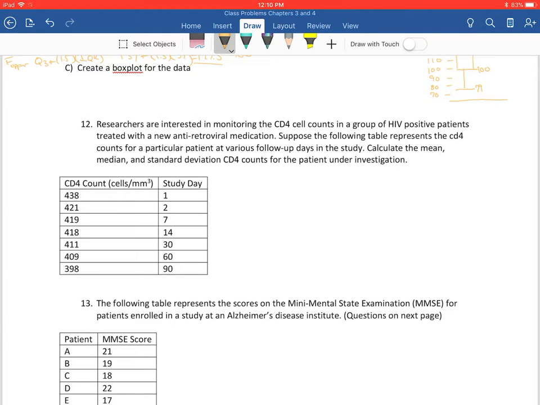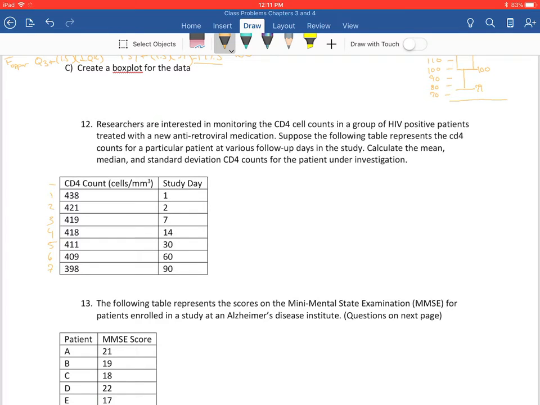So number 12 here: researchers are interested in monitoring the CD4 cell counts in a group of HIV positive patients treated with a new antiviral medication. Suppose the following table represents the CD4 counts for a particular patient at various follow-up days in the study. Calculate the mean, median, and standard deviation of CD4 for the patient under investigation. So here's our data set, count and study days. We first want to know how many different points we have in the study. How many times did they do their CD4 count measurement? The answer is 7. They did it 7 times.